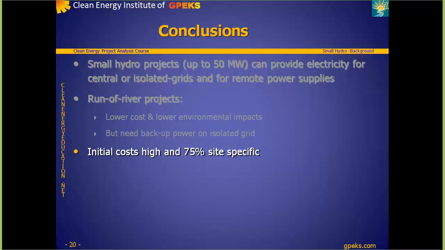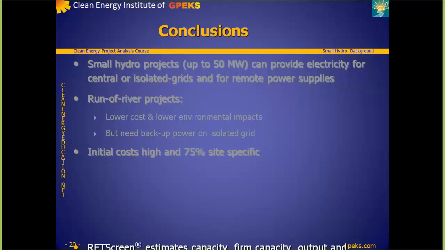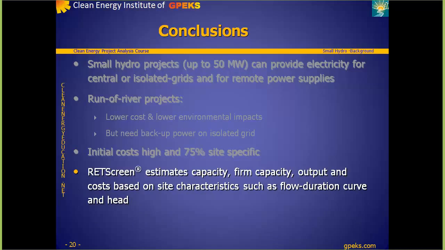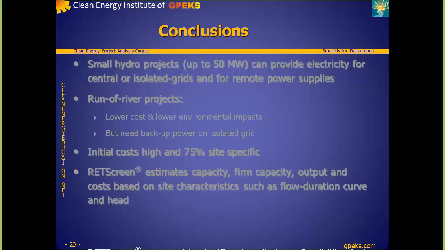Based on site characteristics such as the flow duration curve and the head, the RETScreen software calculates plant capacity, firm capacity, annual output, and estimates costs. RETScreen can significantly reduce the cost of conducting preliminary feasibility studies of small hydro projects.